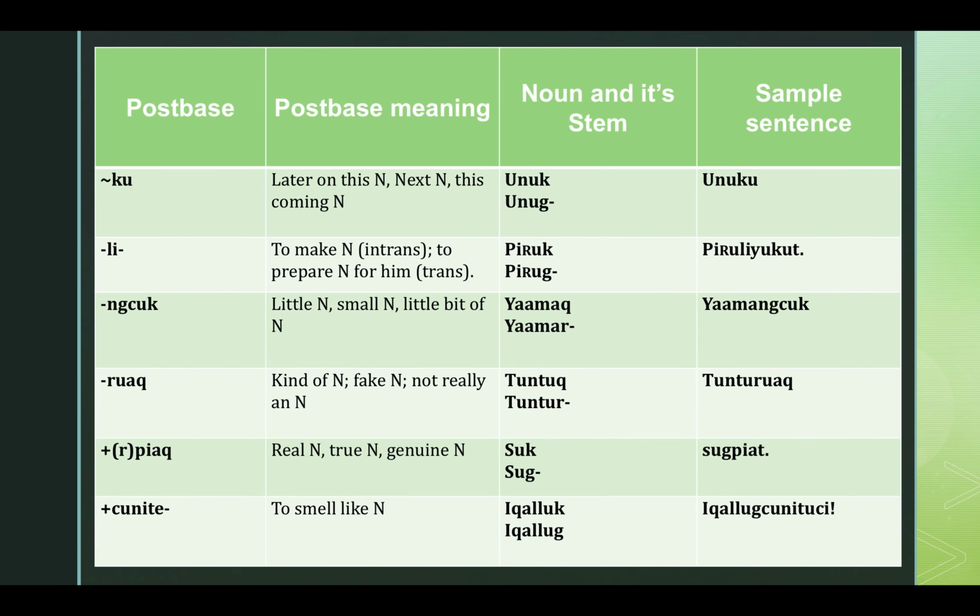So here are some examples. The postbase ku means later on this noun, next noun, or this coming noun, and we use it with unuk. Unuk's stem is unug because that's a G, and this is an assimilating postbase that is going to stay as a K. The only time it would change to a Q is if the stem of the word ended in an R.